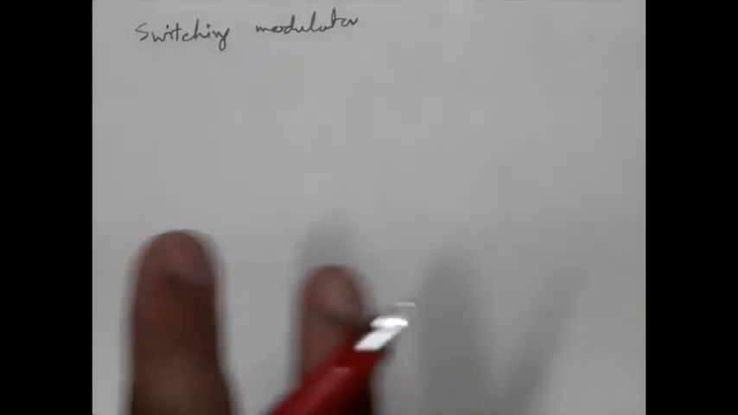In the previous day, we have discussed the low level diode modulator for the generation of AM, which is called the square law modulator. Today we will discuss a kind of high level modulator, and one of such high level modulators is the switching modulator.